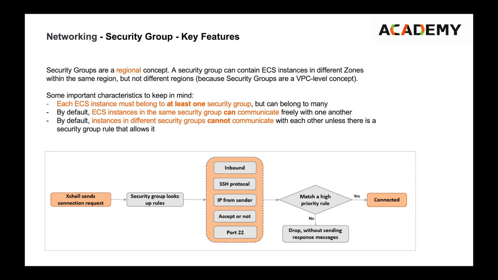It will check the rule table and it will see, okay, I have a rule that allows traffic on port 22 from any public IP address. Great, I will now connect you. Or it will find a deny rule and it will drop the traffic without sending any response. So those are the two things that can happen. Either it looks at the protocol, source IP, and port number and determines that the traffic is allowed and passes it through, or it determines that the traffic is not allowed and drops it.